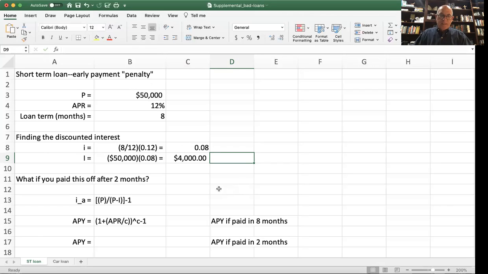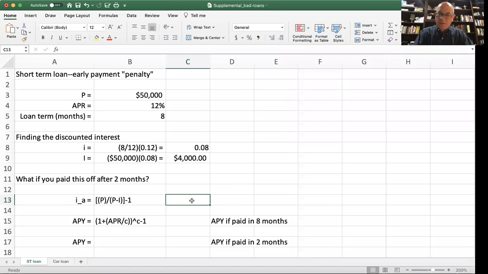Okay, now we're going to look at the situation. What if we paid it off over 2 months? And we'll get there in a minute. First, let's find out what the effective 8-month rate is. Remember the formula, P over P minus I, capital I, and then minus 1, tells us what the effective interest rate is that we pay over those 8 months.